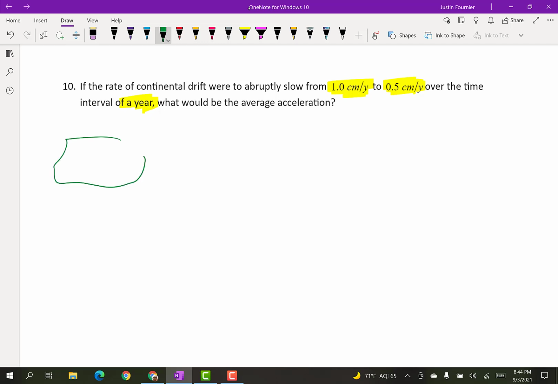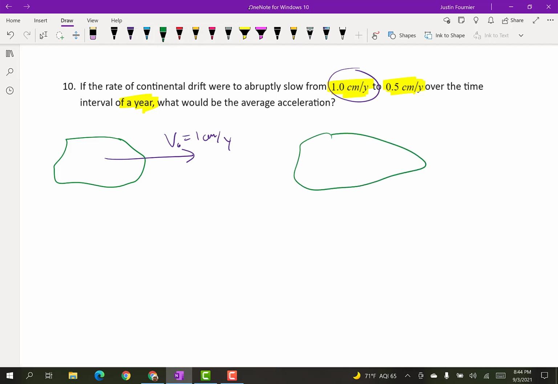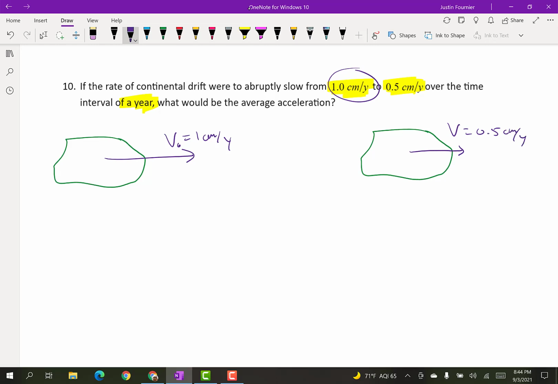So let's say I got some continental drift moving at 10 centimeters per year, and then all of a sudden that same continent somehow, here we go, I'll just copy and paste it. Now it's getting a little slower. Let's get it even slower. Let's do something like this. So now the velocity is 0.5 centimeters per year, right? And it does it for a year, so the duration of time is 1 year.